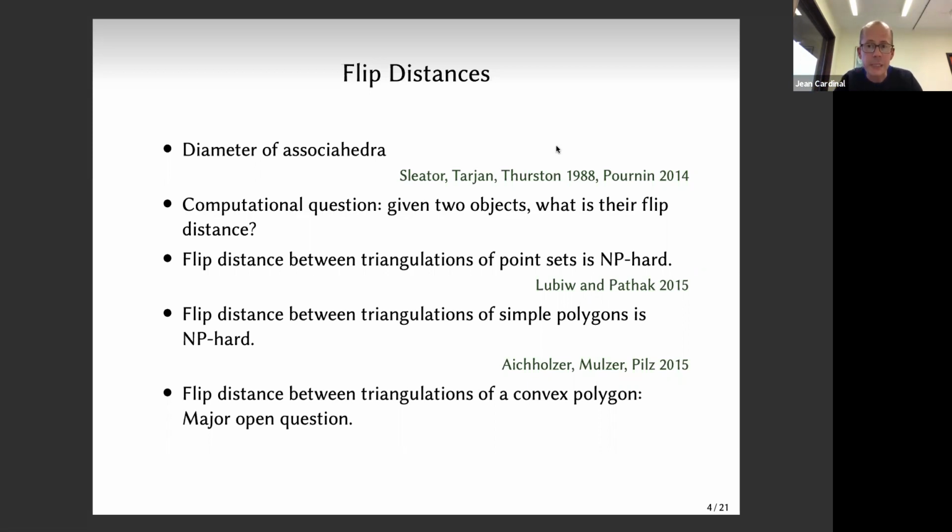What is the complexity of deciding the rotation distance between 2 binary trees, or the flip distance between 2 triangulations of a convex polygon? It's known to be NP-hard when the points are not necessarily in convex position. It's also known to be NP-hard for triangulations of simple polygons. If you just look at a simple polygon, a polygonal domain without holes, and you triangulate it, there's a notion of flip there. And computing the flip distance between 2 such triangulations is an NP-hard problem.